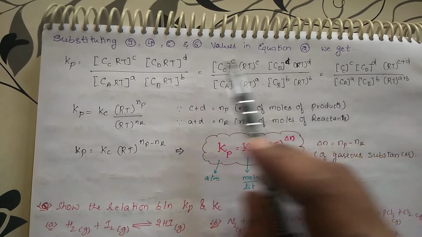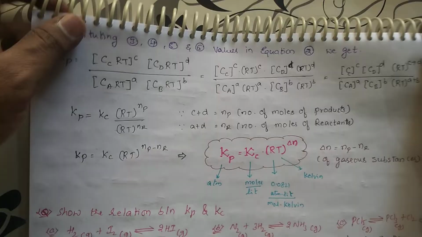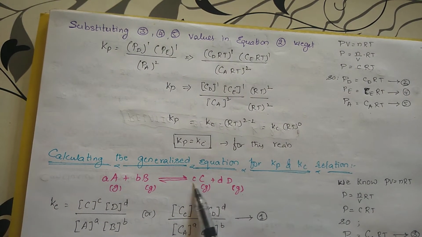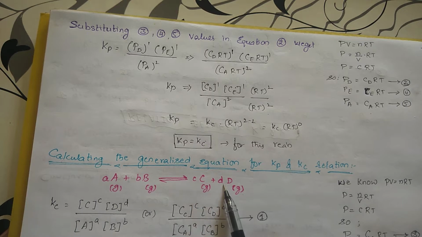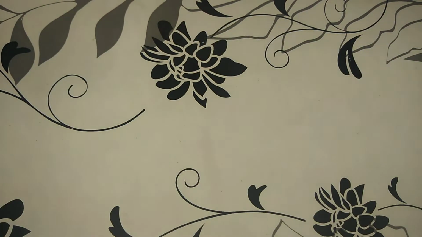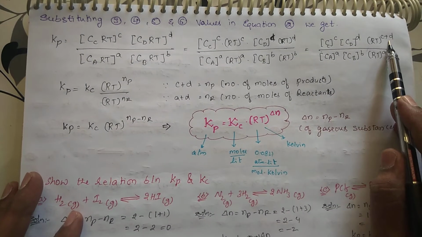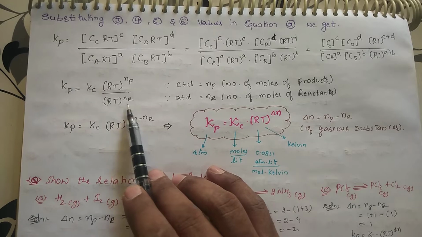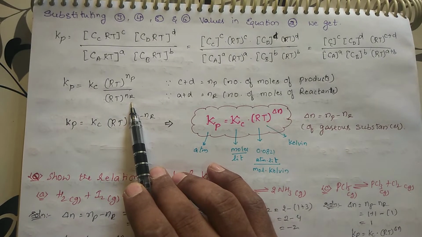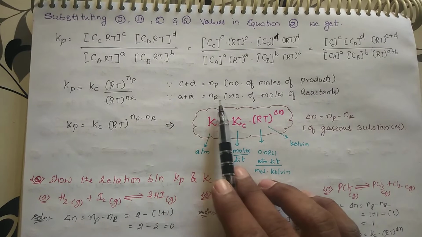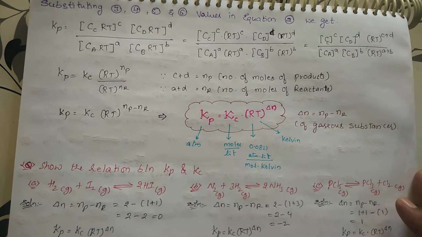I think C plus D is the number of moles of products. If you see here, this is mole, this is mole. These two, C plus D, are nothing but the total number of moles of products. And A plus B is moles of reactants. So instead of writing C plus D, I am writing it as number of moles of products, RT whole power number of moles of reactants. C plus D is nothing but NP, number of moles of products, and A plus B is nothing but NR, number of moles of reactants.